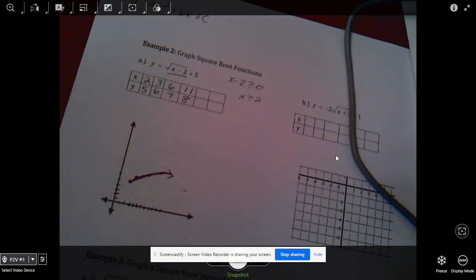Now, people tend to want to connect this. No, you don't have any values that exist here. If you actually try the number 1, if I plug in 1, 1 minus 2 is -1. You can't take the square root of -1. It's not going to work. Okay. All right. So same thing here.